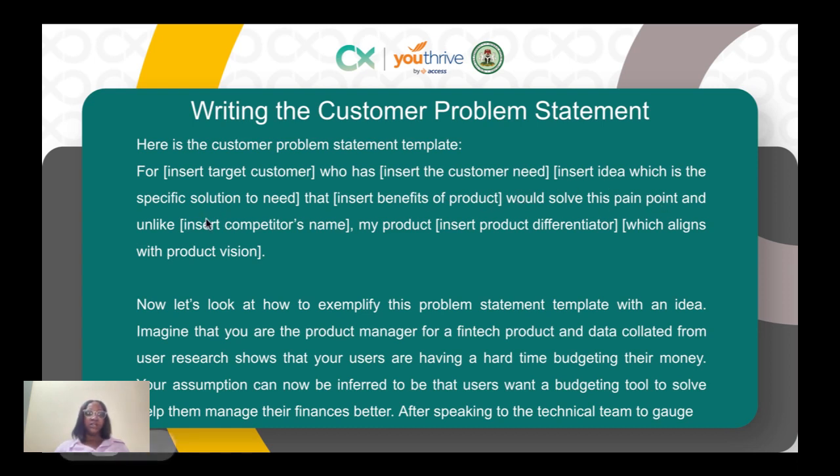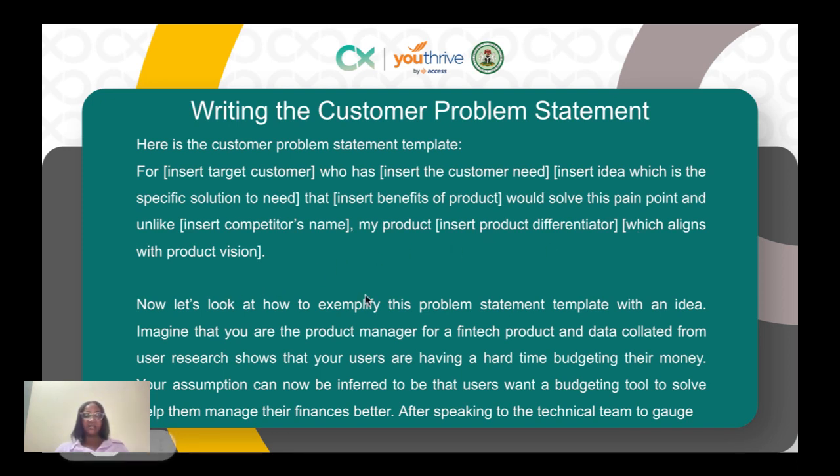And unlike, you insert your competitor's name, you can be specific and insert your company's name, or you can just insert the industry that you are trying to launch your product into. My product, insert the product differentiator. How is your product different from what is already on the market? And you align everything to the product vision.